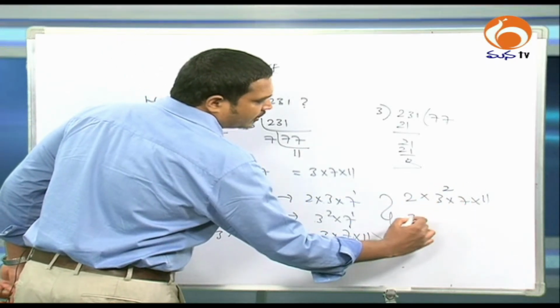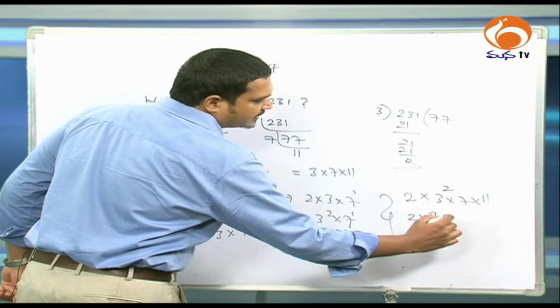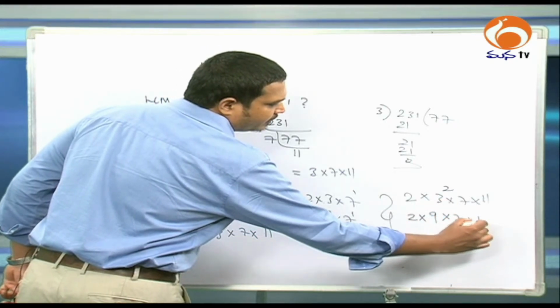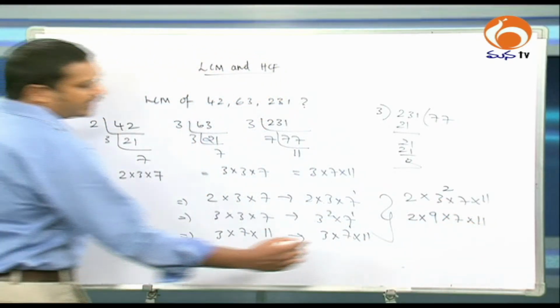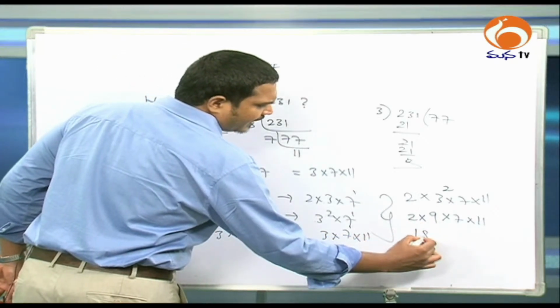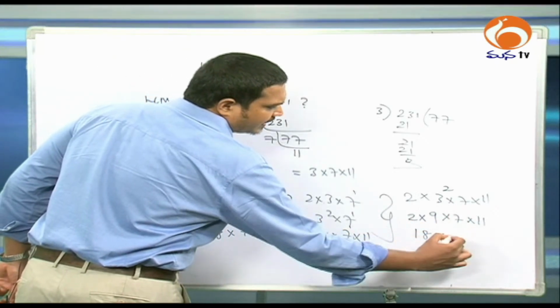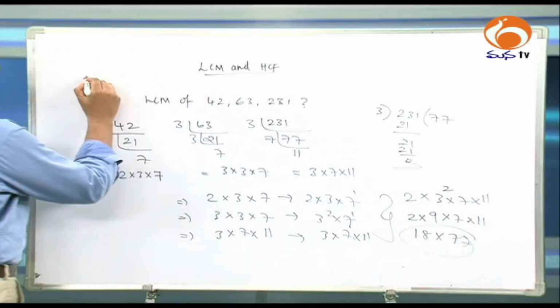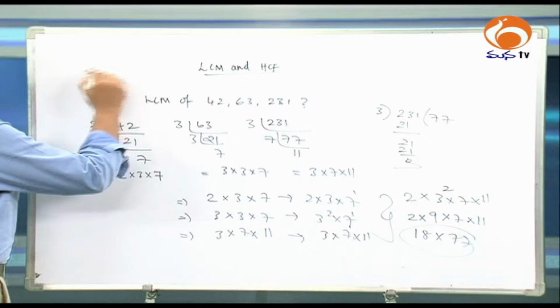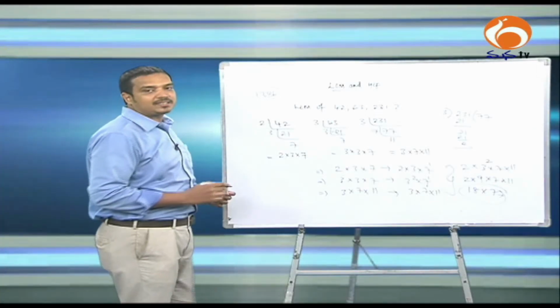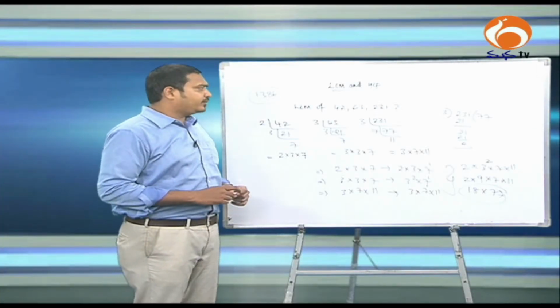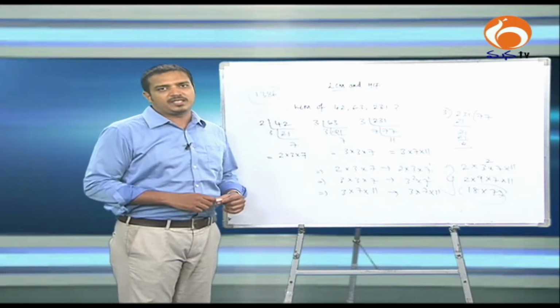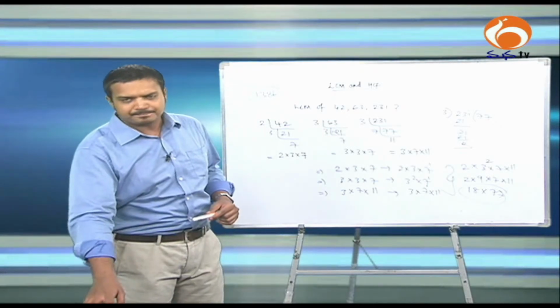Now it is obviously 2 into 3 square is 9, which is nothing but 7 into 11. Now 2 into 9, which is nothing but 18, and 7 into 11 is 77. So 18 into 77, if you multiply, is nothing but 1386, which is your final answer. So 1386 is the LCM of 42, 63 and 231. Now let's see the next question.